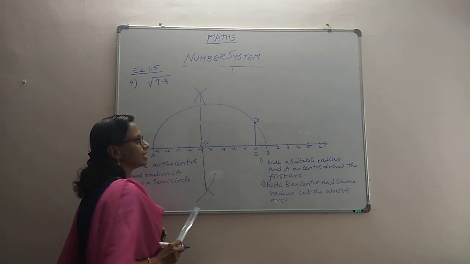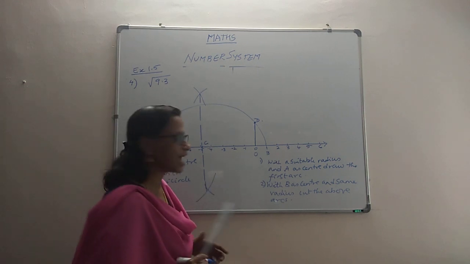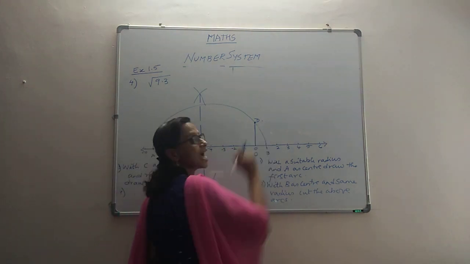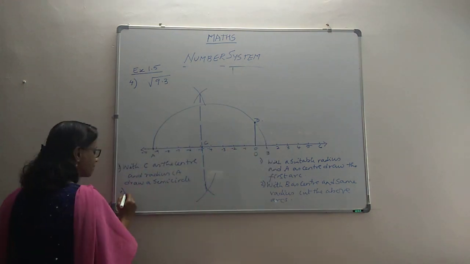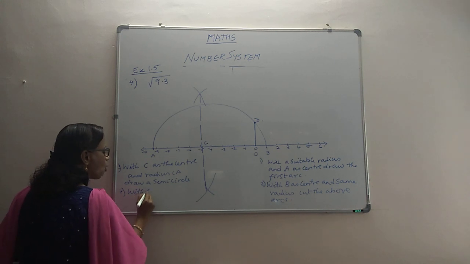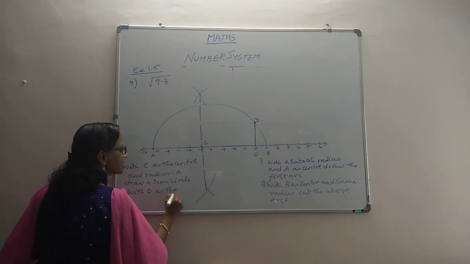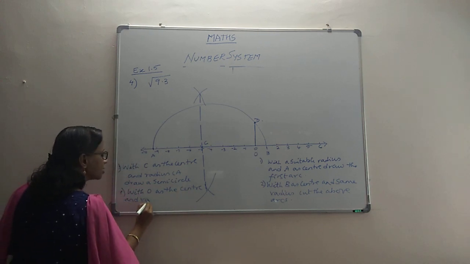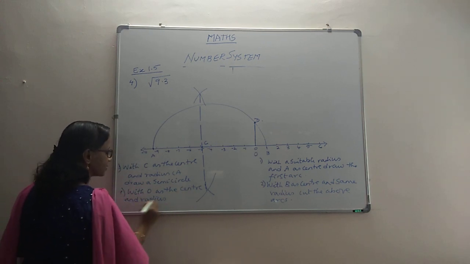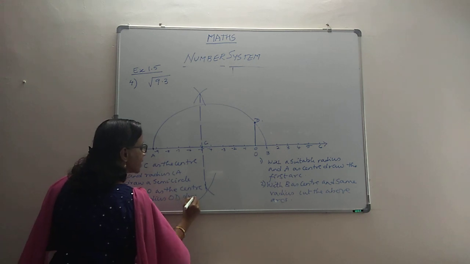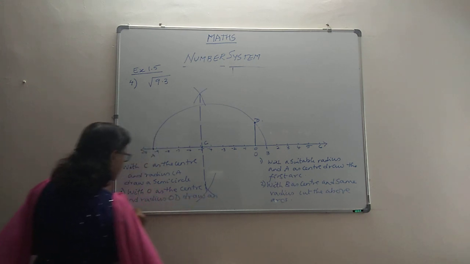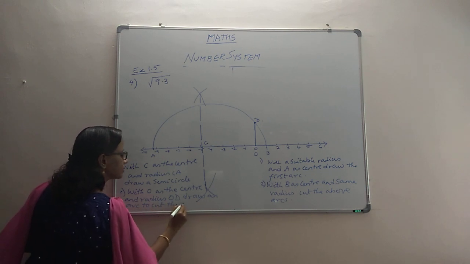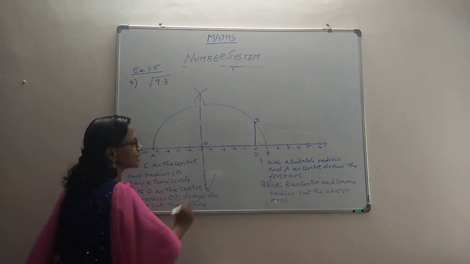Now having got this, again we have to draw one more arc. For that, we are going to take O as a center and radius OD. So once again, we'll take a compass with O as a center and radius OD. Draw an arc to cut the number line.